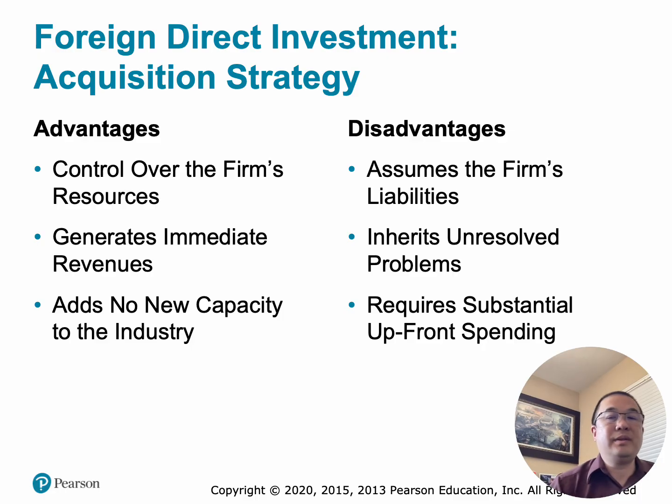Number 3, adds no new capacity to the industry. So the slide notes that the acquisitions do not create additional industry capacity. Why is this an advantage? So if an industry already has enough factories or businesses, building a new facility may create excess capacity. Acquiring an existing firm simply transfers ownership. So as an example, if there are already enough automobile factories in a country, buying one may be more efficient than building another. So advantage here is it avoids oversupply and duplication of resources.